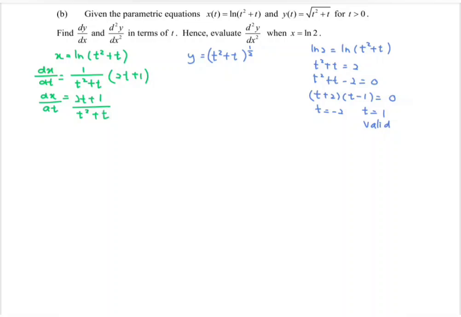Focus on y, we have to find dy/dt. We have 1/2 (t squared plus t) to the power negative 1/2, and then differentiate the internal function, where we have 2t plus 1. Kindly rewrite: dy/dt is (2t plus 1) over 2 multiplied with the square root of (t squared plus t).